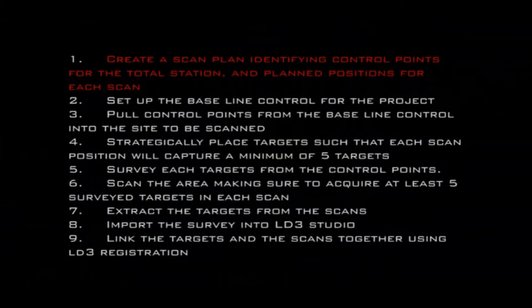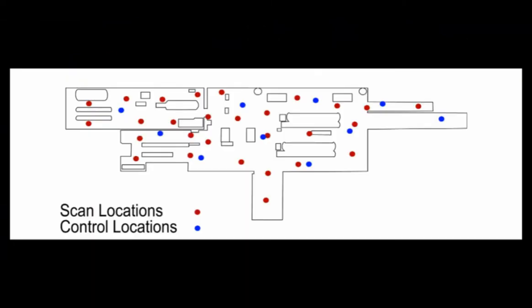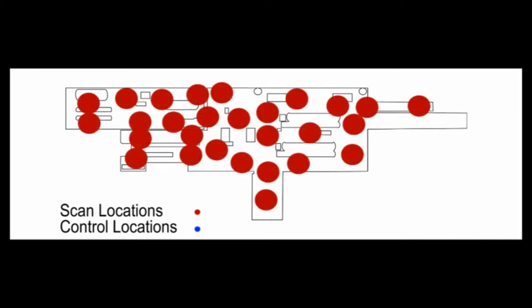Step 1. The scan plan is created by the scan team during a walkthrough of the proposed scan site. At this time, scan locations are noted on the drawing of the site. Possible locations for control points are also planned.